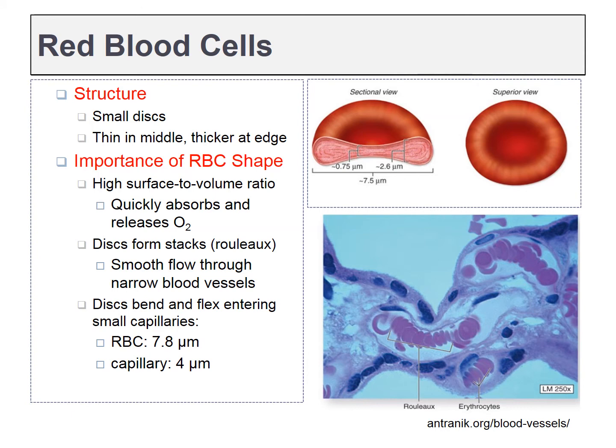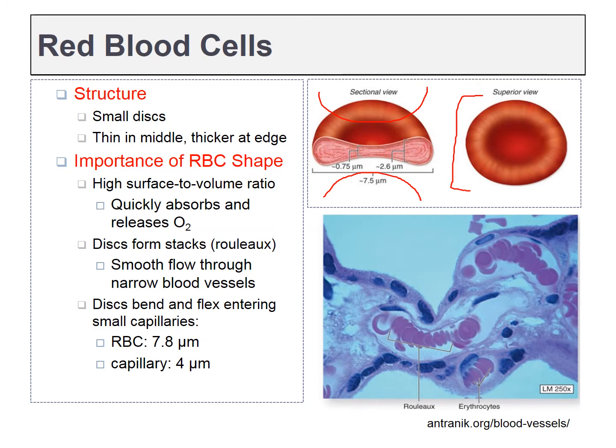They have this particular shape which is called biconcave, meaning it's concave in this direction and in this direction. This increases the total surface area that a red blood cell has, and that's important for gas exchange, the release of oxygen to our tissues, and the absorption of carbon dioxide.